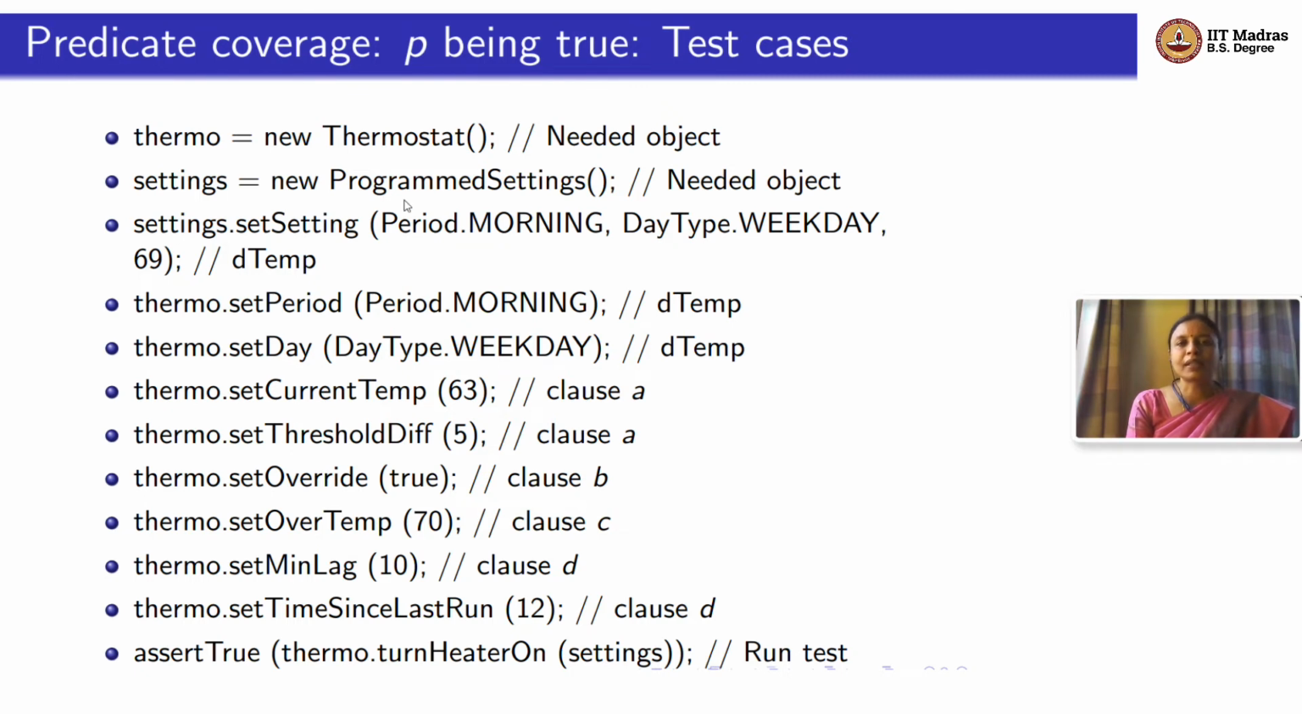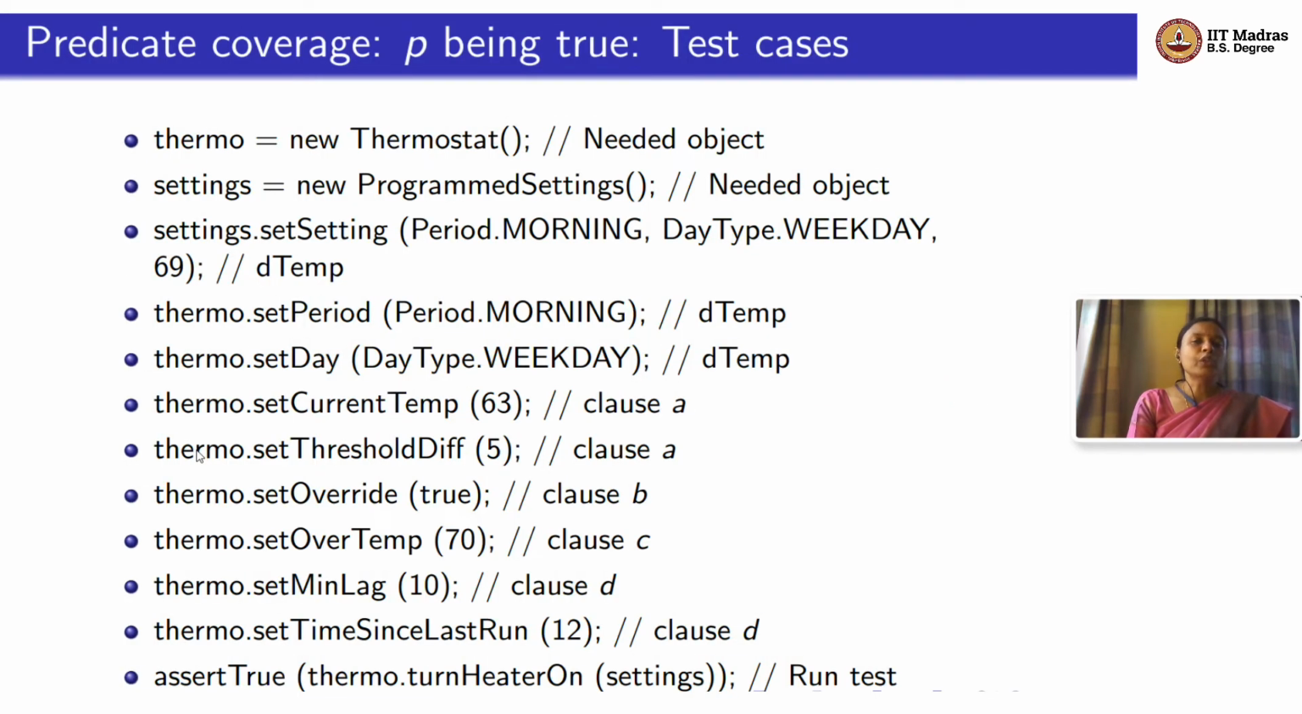So it says setting is morning, day type is weekday, temperature 69. Then set period, set day, current temperature 63, threshold difference becomes 5, override is true, overridden temperature 7, minimum lag is 10, and so on. And then you write assert true. So this is like the test case that will test for predicate being true. Is this clear? Similarly, you can do for test case for predicate being false, which I have not given here.